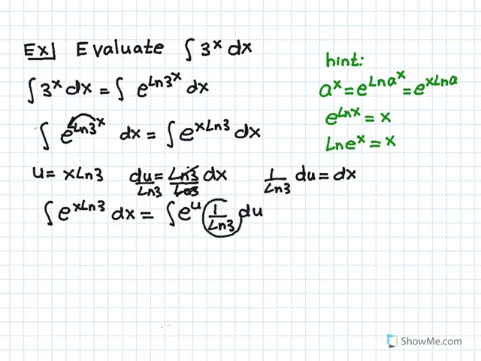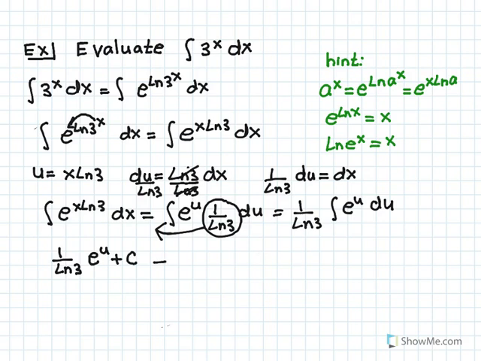1 over log 3 is a constant. It passes through the integral, and we get 1 over log 3 times the integral of e to the u du. And the derivative of e to the u is itself, it's just e to the u. So we get 1 over log 3 e to the u plus c. Plugging u back in, we get 1 over log 3 e to the u, which is x log 3, plus c.